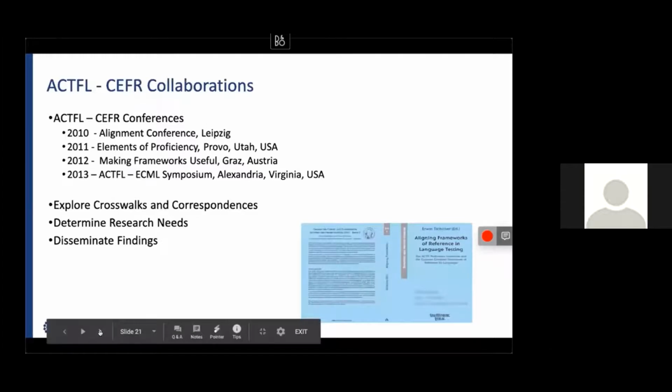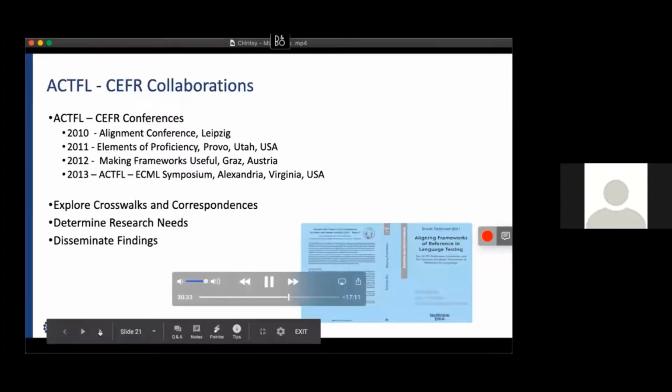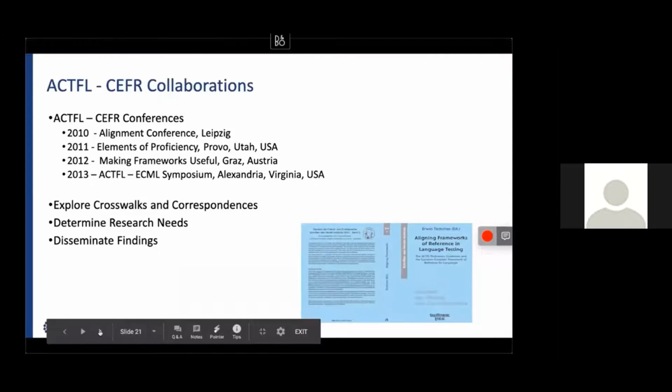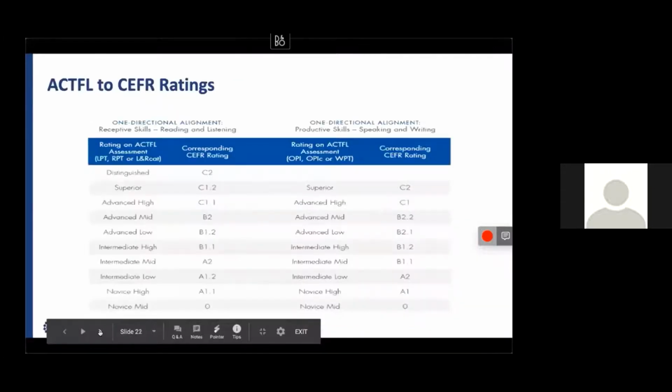Neus mentioned that there has been quite a bit of collaboration between ACTFL and Europeans, the Common European Framework of Reference group. And in fact, in the early 2010s, there were 4 conferences that were held between representatives from both the US and from representing the Council of Europe. Each one had a bit of a different focus, but in all, the purpose was to explore crosswalks, correspondences, to talk about research, and to disseminate findings. And in fact, I'll go back just one again.